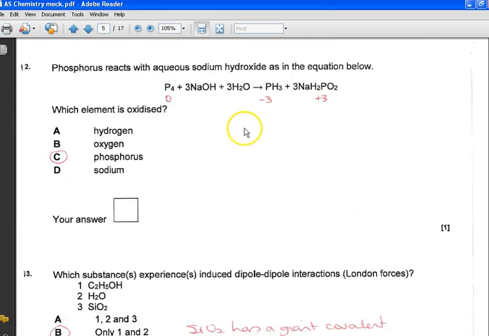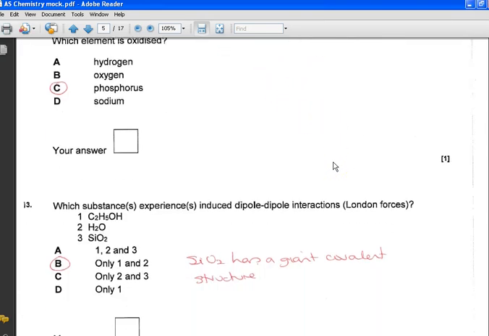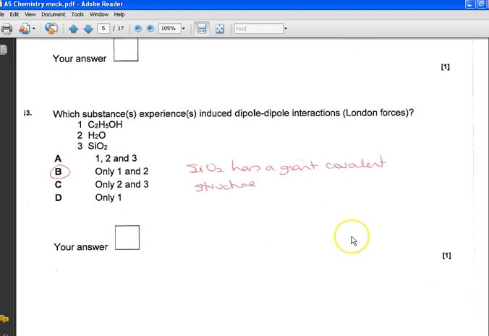Okay, right, so we're given an equation and asked to work out which element is oxidized. So we can see that phosphorus has been oxidized and reduced. So basically you've got to work out which one. Well, actually you don't need to work it out. You can see that there's disproportionation. Phosphorus is both, so it's got to be phosphorus, isn't it?